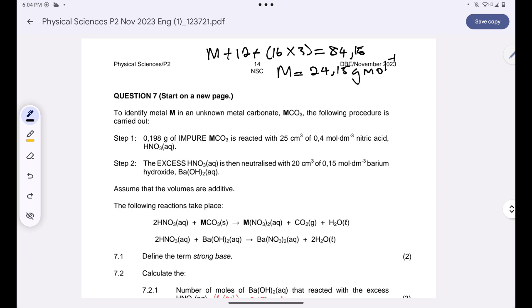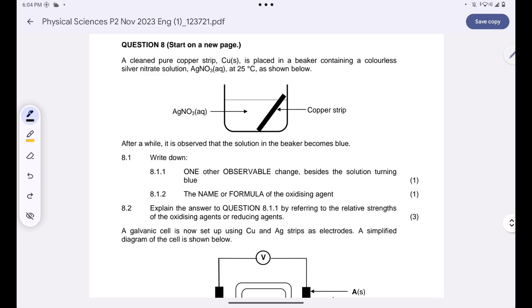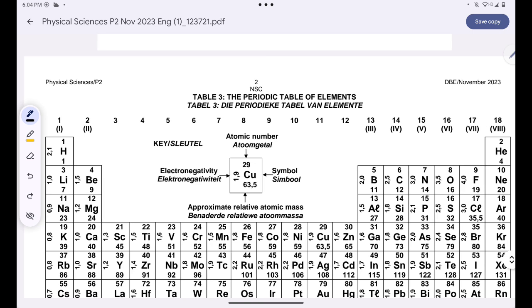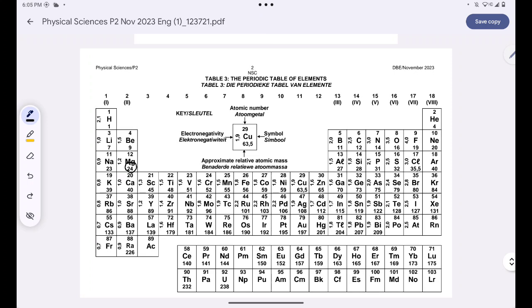For me to identify M, guys, I need to find a metal with a molecular mass which is closer to 24.15 grams per mole. I'll just need to go to my periodic table. 24.15 is magnesium. Magnesium is the only metal that is closer to 24.15, because these are the metals that are there. These are the only metals that we have.